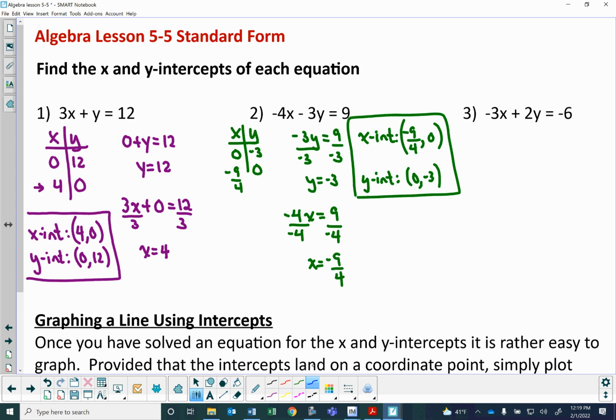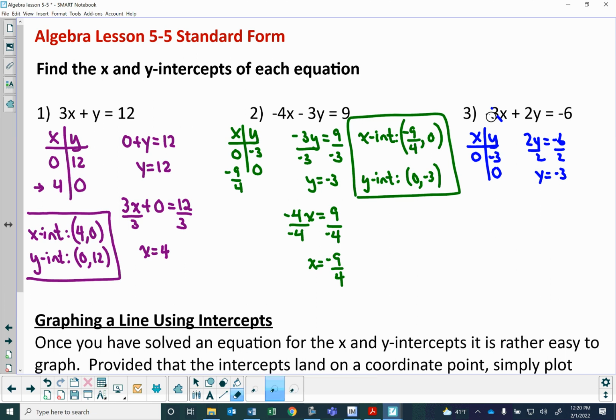Last example here. I'm going to do the exact same thing I've been doing all along. I'm going to make my little x and y table. What happens when x is 0? What happens when y is 0? When x is 0, basically that means this goes away. That's what I mean by it goes away, because anything times 0 is 0. So I get 2y equals negative 6. Divide by 2. y is equal to negative 3.